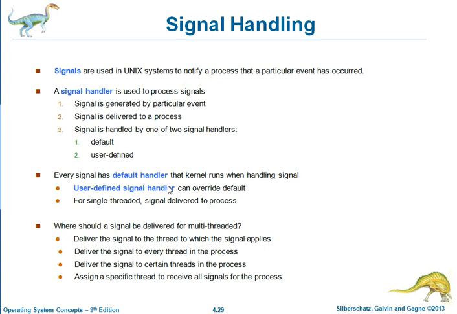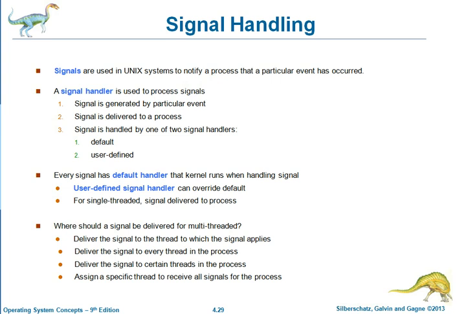Signals are handled in different ways. Some signals, such as changing the size of a window, are simply ignored. Others, like an access to illegal memory, are handled by terminating the program. Handling signals in single-threaded programs is straightforward. Signals are always delivered to a process. However, delivering signals is more complicated in multi-threaded programs, where a process may have several threads.